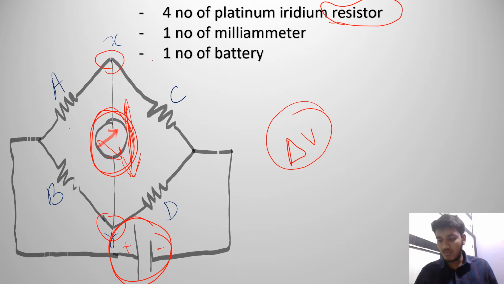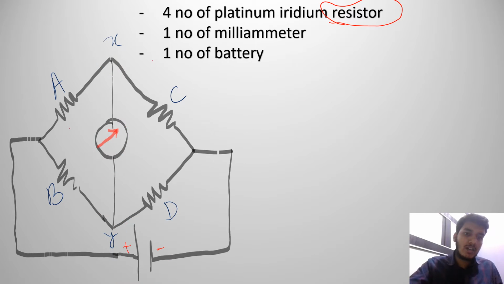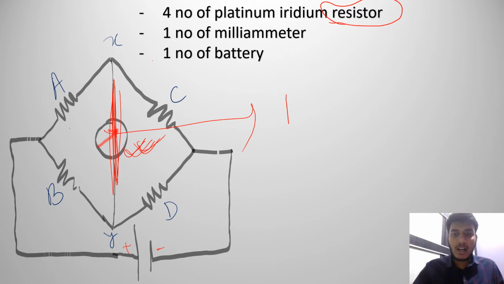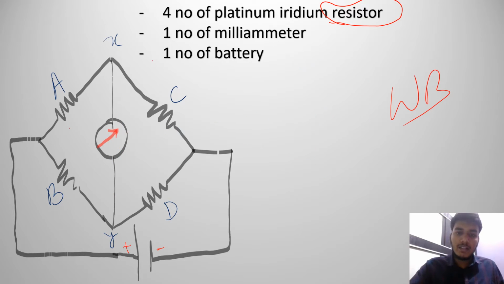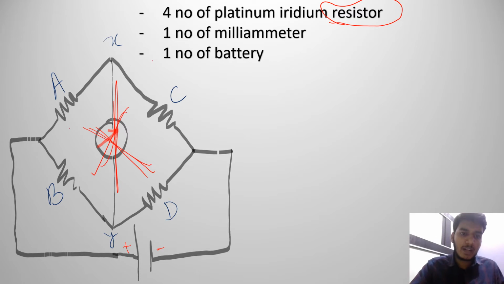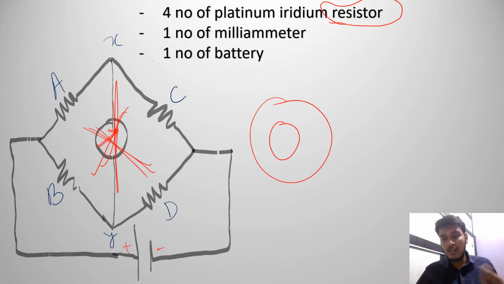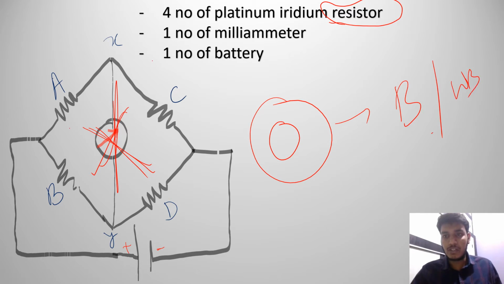Now let us discuss the balanced and unbalanced condition. The balanced and unbalanced condition of the Wheatstone bridge depends only on whether this milliammeter detects any current or shows any deflection. If there is a flow through this wire, then this will be called an unbalanced form of the Wheatstone bridge, and if there is no flow, that means there is a zero deflection in the milliammeter, then this will be a balanced condition of the Wheatstone bridge.